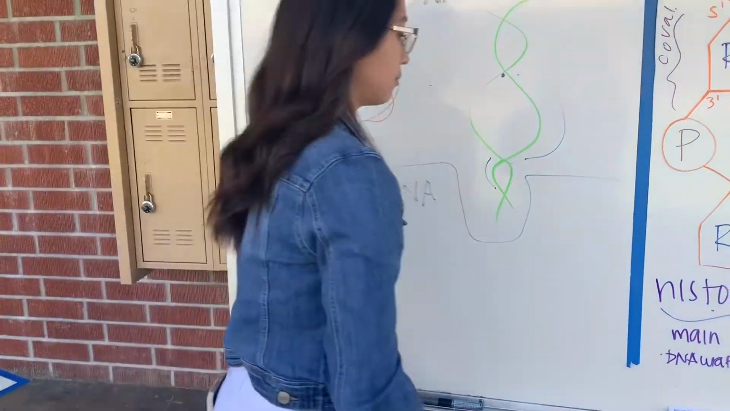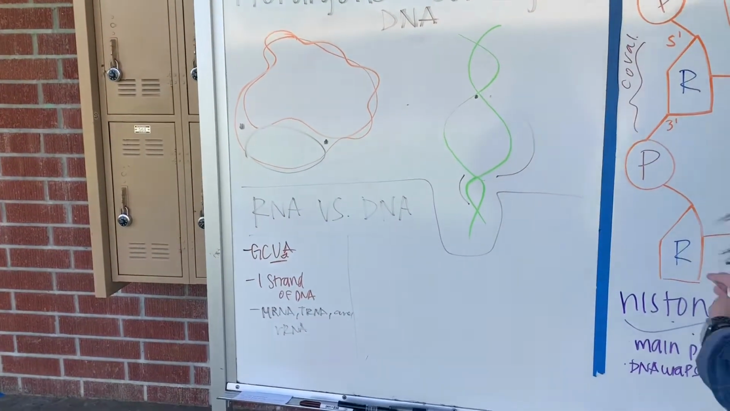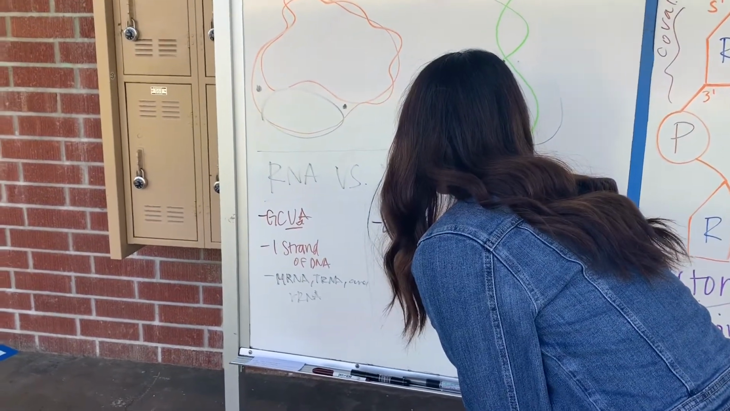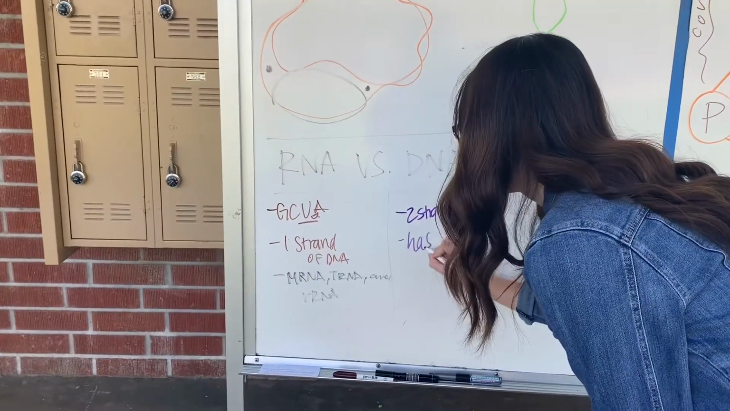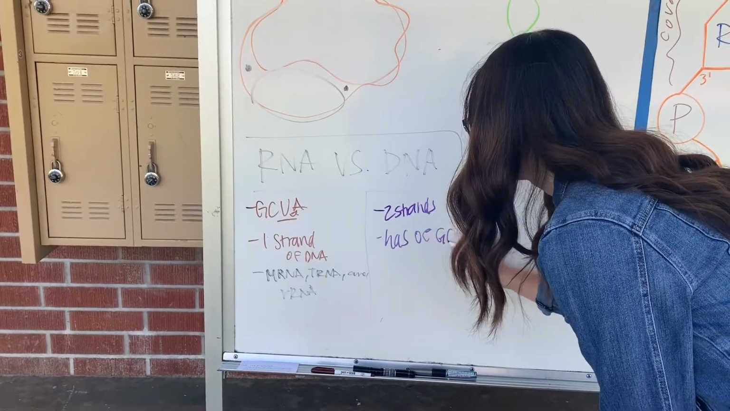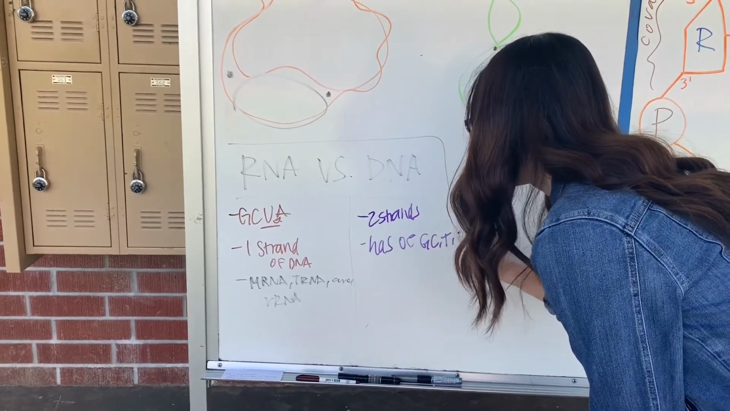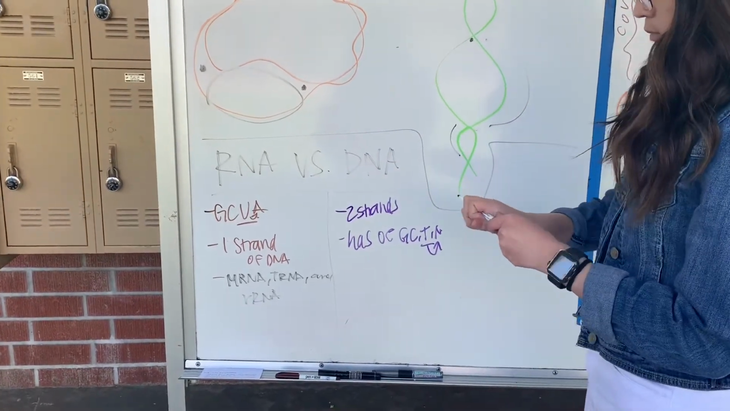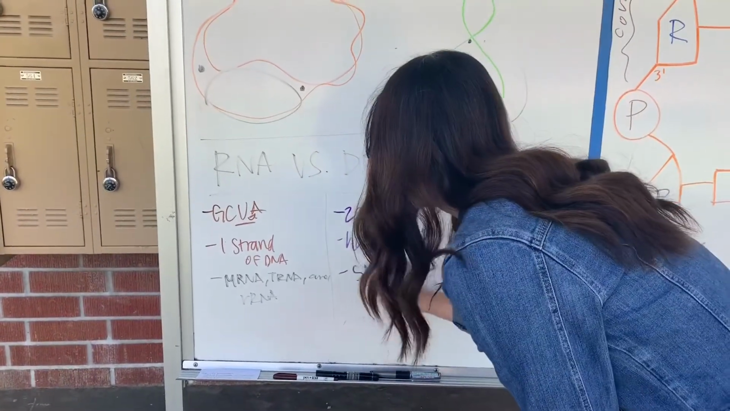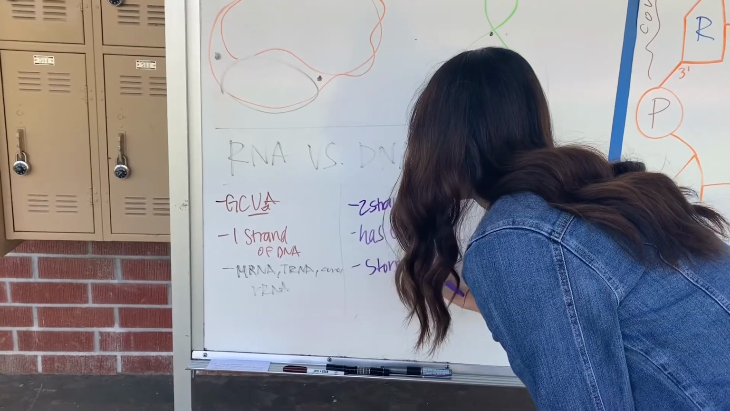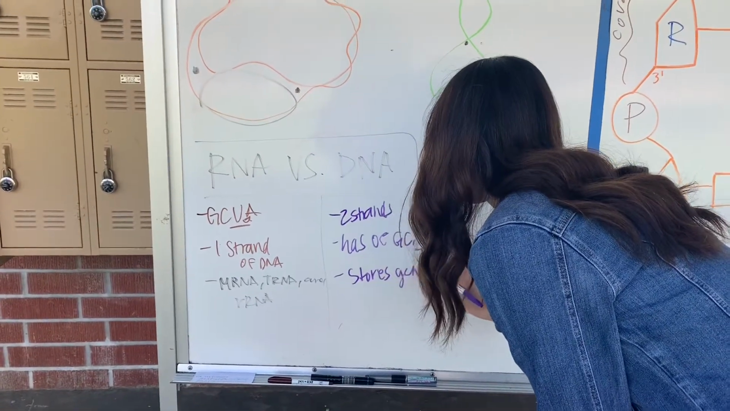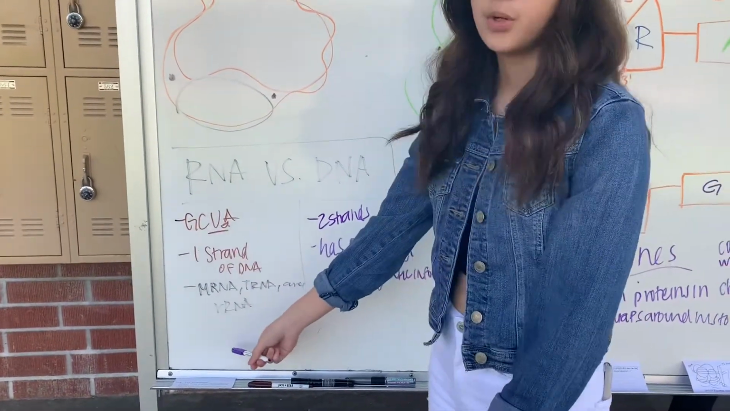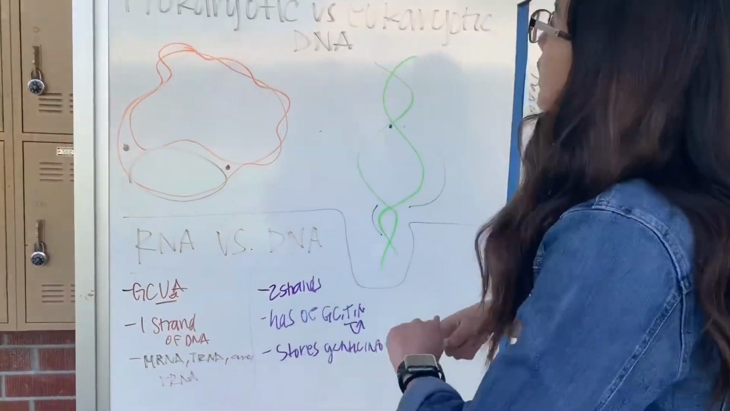However, DNA has two strands, has bases of guanine, cytosine, thymine, and adenine, and these two still match together. And it stores genetic information, unlike the RNA, which stores protein structure information.